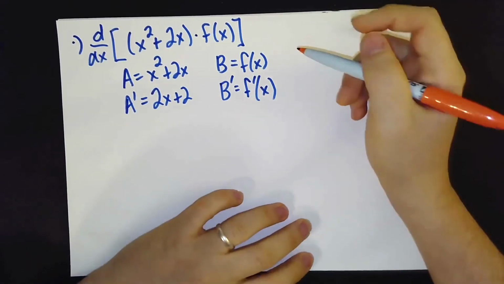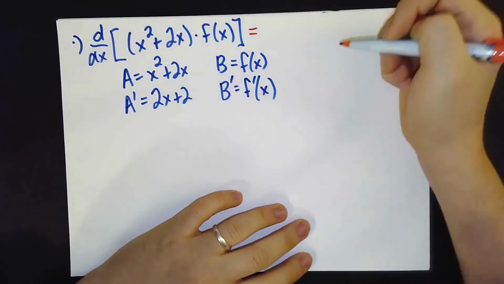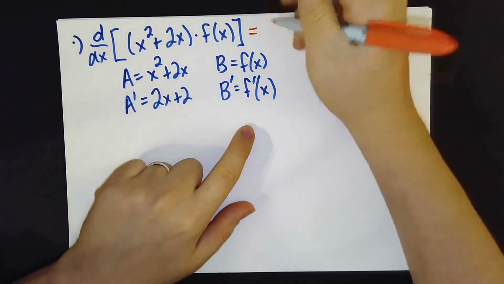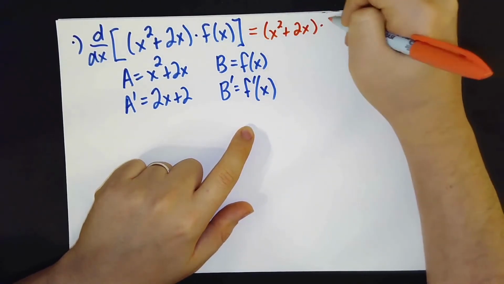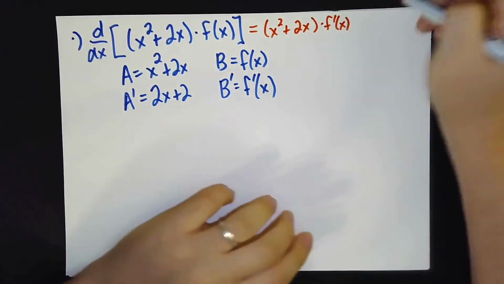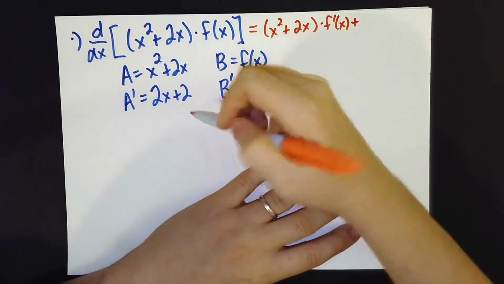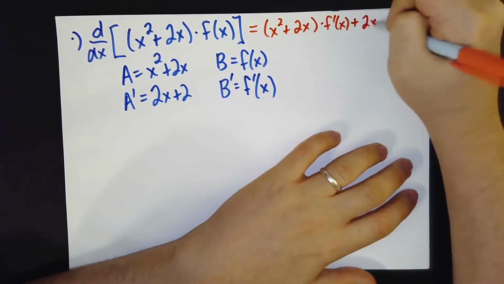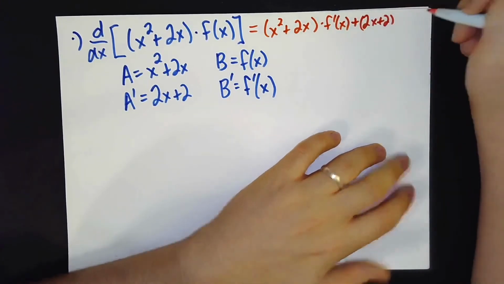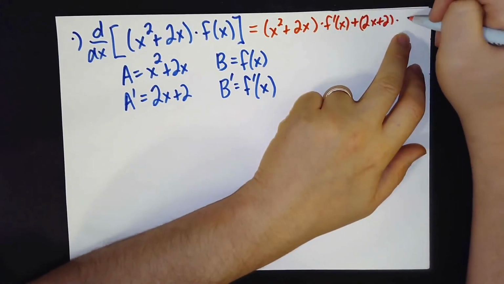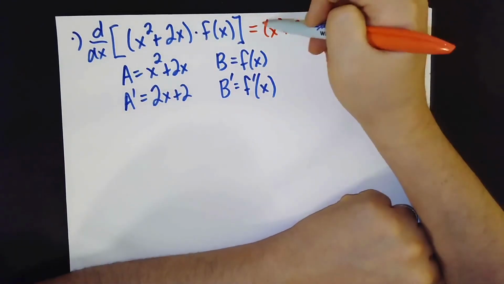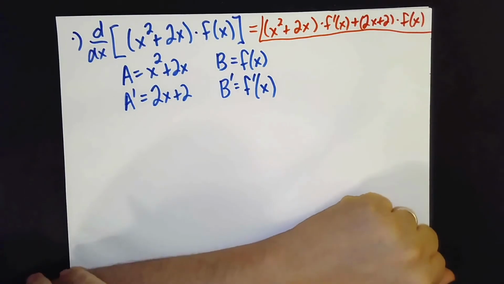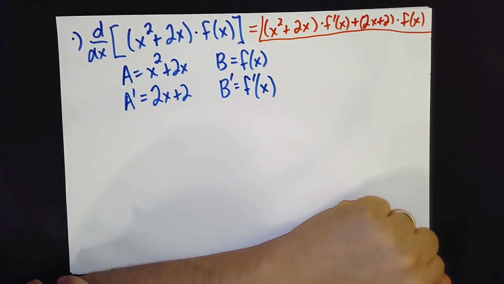And so then when I go to write out my answer here, it'll be a prime times f prime, plus a prime times b. It'll just be times f of x. And try though I might, I can't really get this much simpler than this. So I'll leave that as an acceptable final answer.